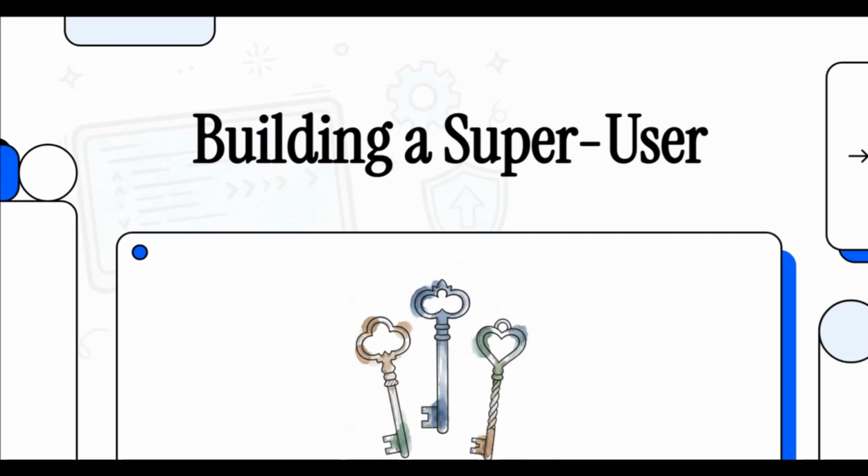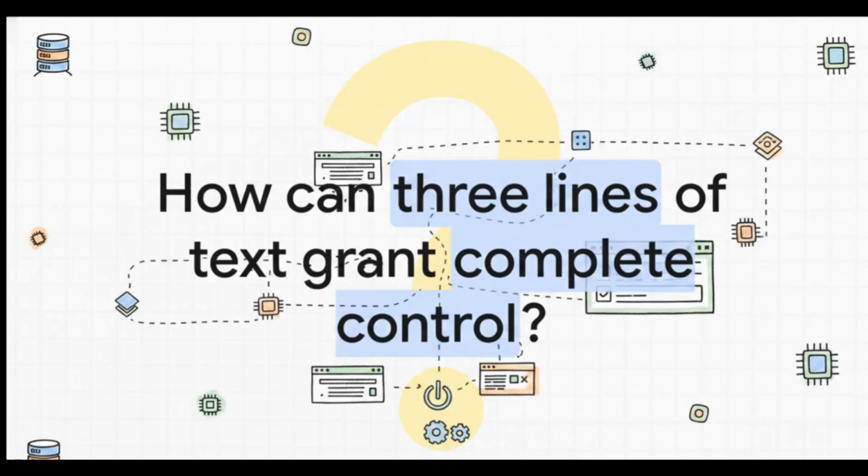All right, let's dive into something that's honestly kind of mind-blowing. We're going to see how 3 simple lines of text can be used to create an all-powerful user on a Windows system. It's an incredible look at how direct commands can completely change the game. Right? That's the big question here. How can something that looks so simple, just a few words on a screen, hold so much power? Let's break it down step by step.